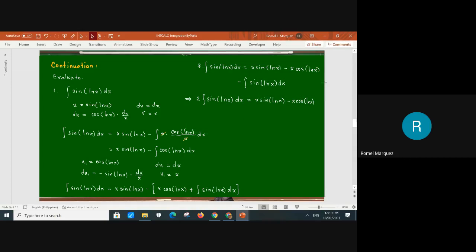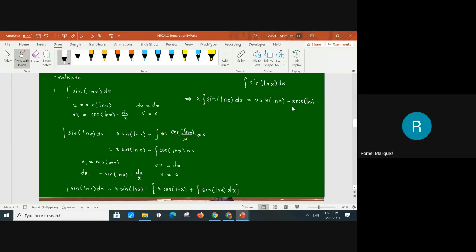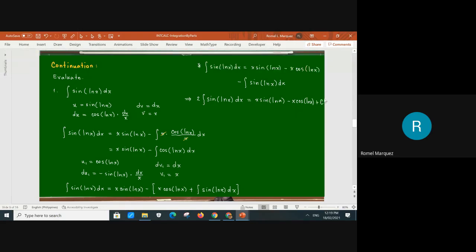So we do not have any more integral on the right side, no? But what we need is just one of this integral. There are how many integrals of sine of ln x dx? We have two. So dividing by 2, we need now to add c, no? Plus c, because no more integral on the right side, okay? So let us have that c sub 1 for the meantime, plus c sub 1.